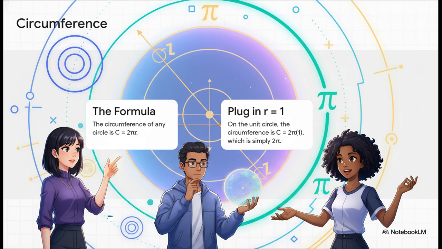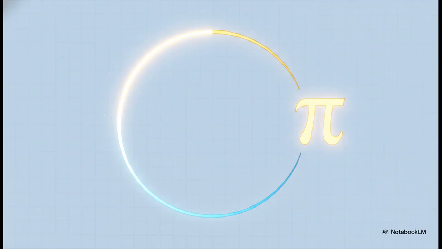It's that simple. The entire distance around our special unit circle has a length of exactly 2 pi. Okay, now think about that for a second. If going all the way around is a distance of 2 pi, what about just going halfway around? Well, yeah, it's just half of that distance. And what's half of 2 pi? It's just pi. So on our unit circle, the length of that half-circle arc is exactly pi.